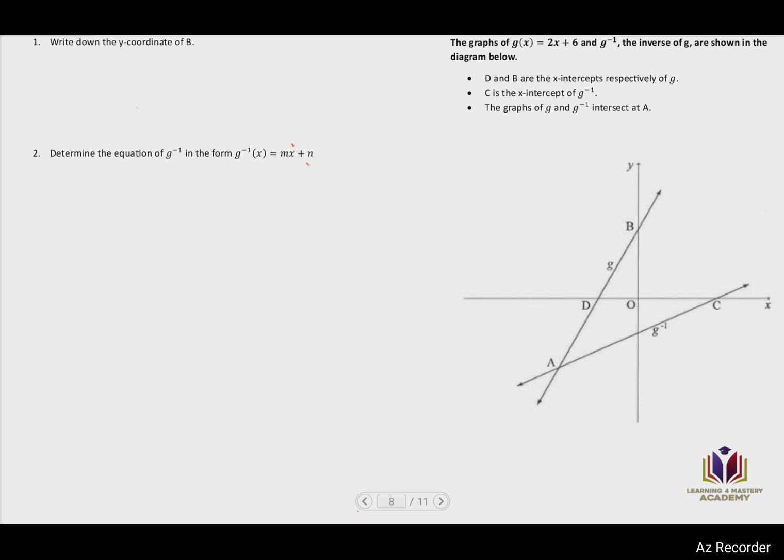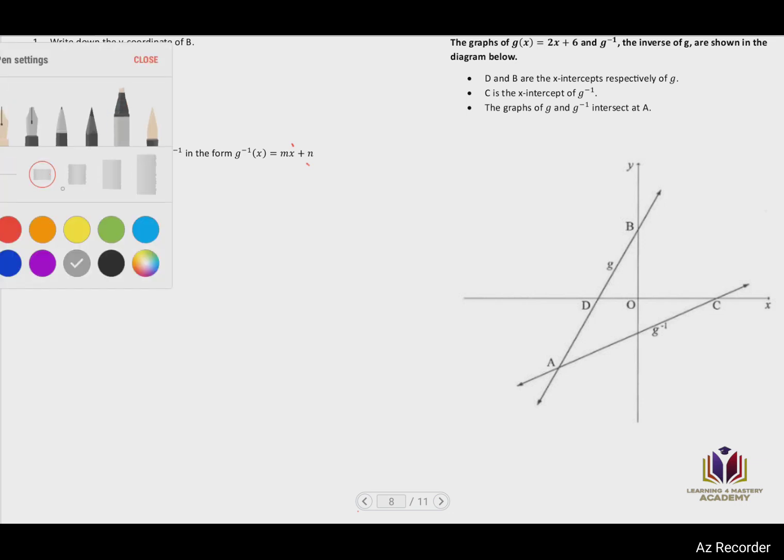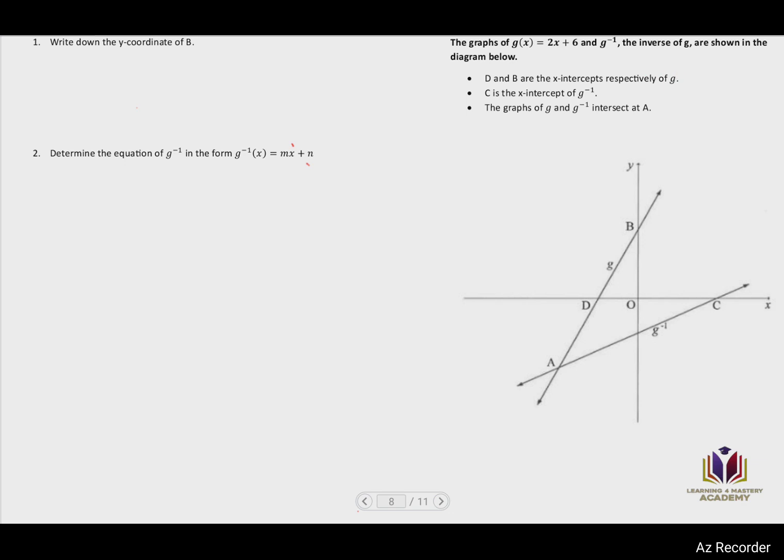If you're new to the channel, this is the procedure we always use. We start first by reading the information, then we read it at least twice, then we analyze the graph, then we get into the questions. I'm aware that there's a typo here, but I'm just going to correct it when I read that point. So the information reads as follows. The graphs of g of x equal to 2x plus 6 and g negative prime, the inverse of g, are shown in the diagram below.